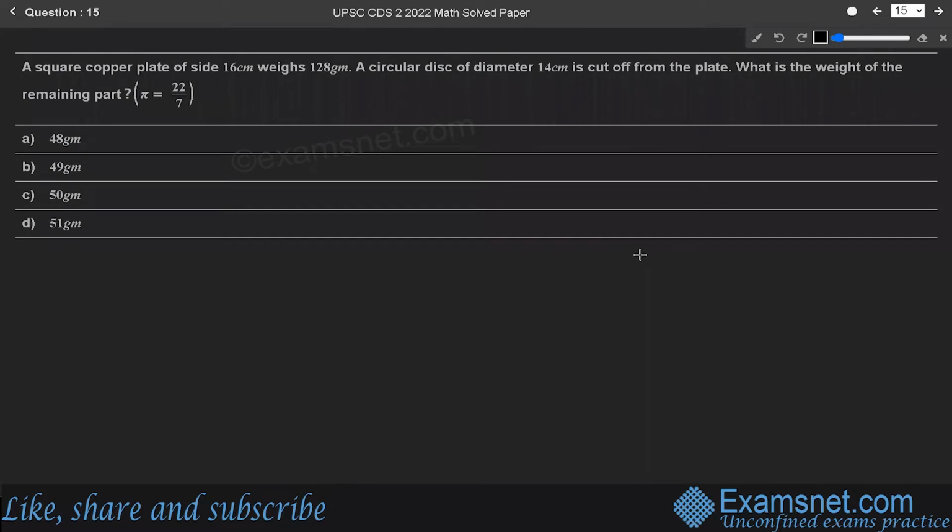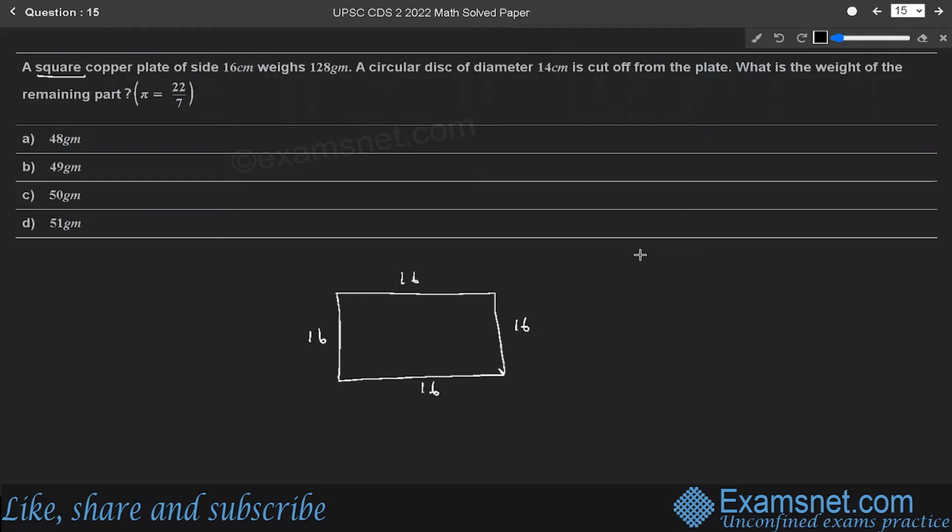Next question is, a square copper plate of side 16 centimeter weighs 128 gram. A circular disc of diameter 14 centimeter is cut off from the plate. What is the weight of the remaining part? It is clear that it is a square. So first let us make a square. Let this be the square. The sides of the square are 16. It is given in the question.